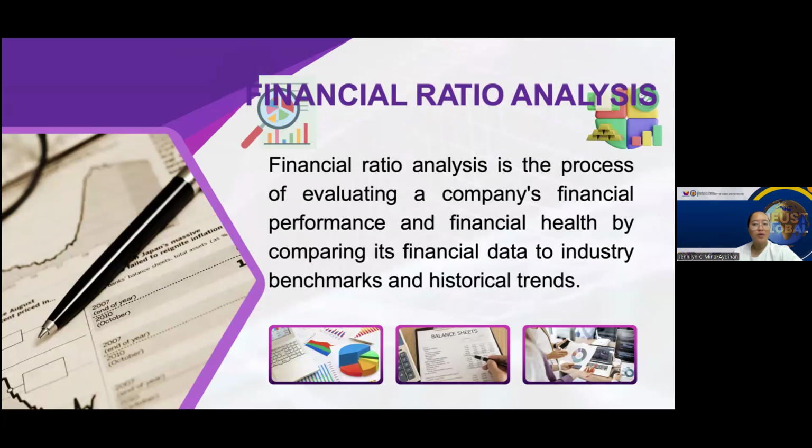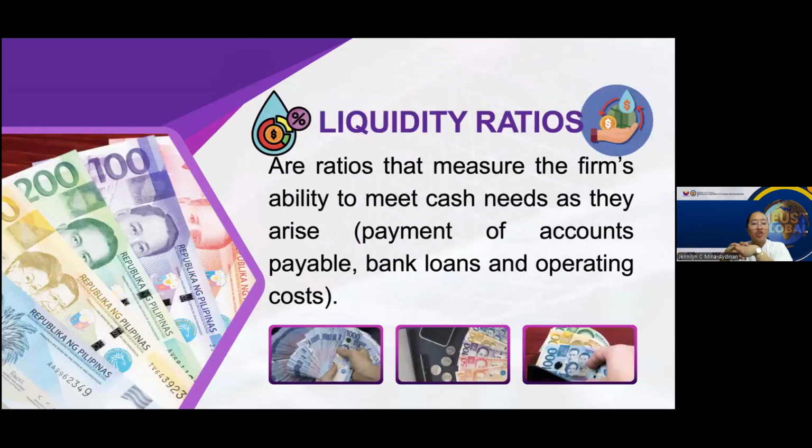Okay, of course, we have the financial ratio analysis, which is the process of evaluating the company's financial performance and financial health by comparing its financial data to industry benchmarks and historical trends. We have the liquidity ratio, which measures a company's ability to meet its short-term financial obligations such as paying bills, loans, operating costs. These ratios help assess whether the company has enough cash or assets that can quickly be converted into cash to cover immediate liabilities.